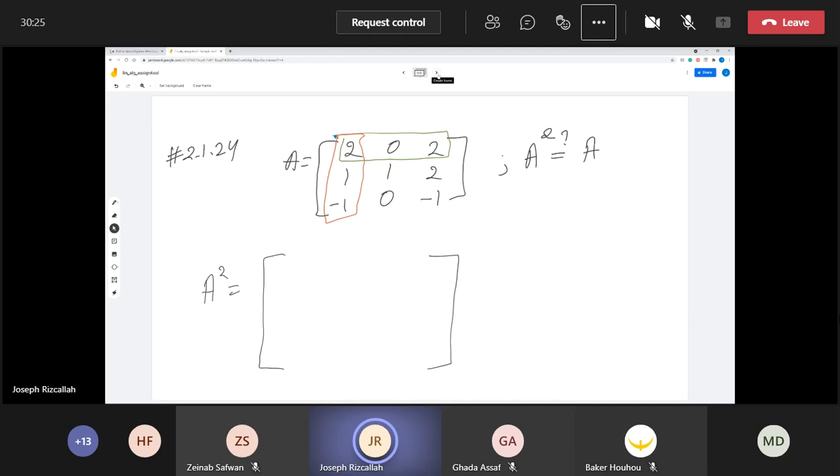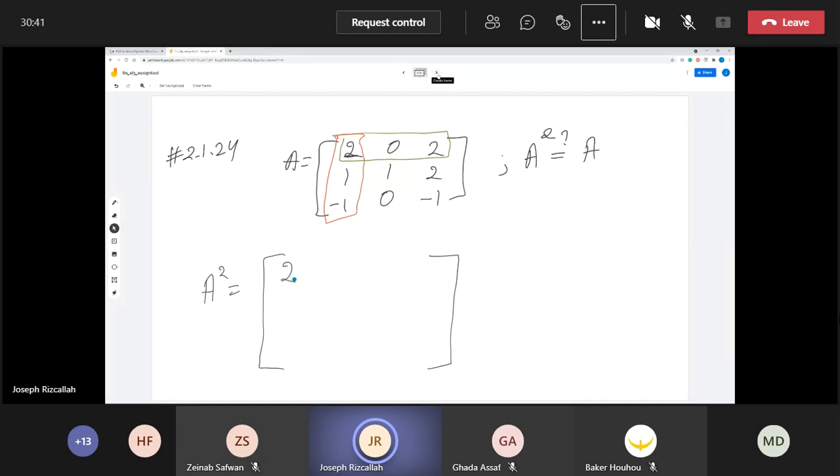So that's how we pair them, right? And now when you pair, you see the 2 here is going to meet itself. It's going to meet the 2, right? 2 times 2 is 4. Then 0 times 1 is 0. 2 times minus 1 is minus 2. So 4 minus 2 is 2, okay? And it seems to work, right?